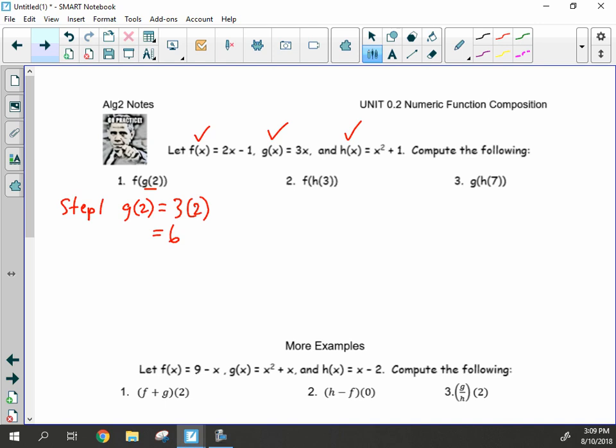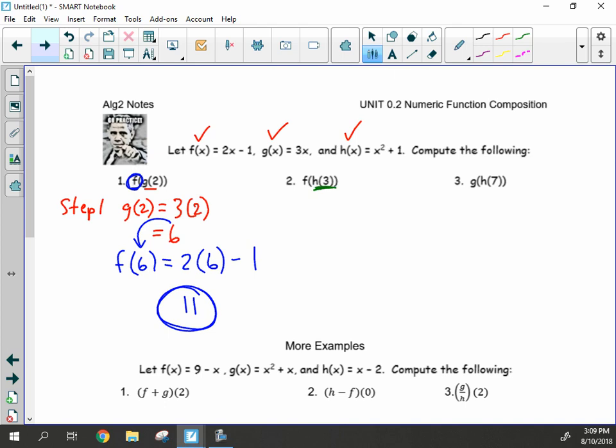And then the second part of this is to take that result and now put it into the F problem. So now we're going to find F of 6. So the F problem is 2, parentheses minus 1, with the 6 on the inside. 12 minus 1 is 11. That's our final answer.